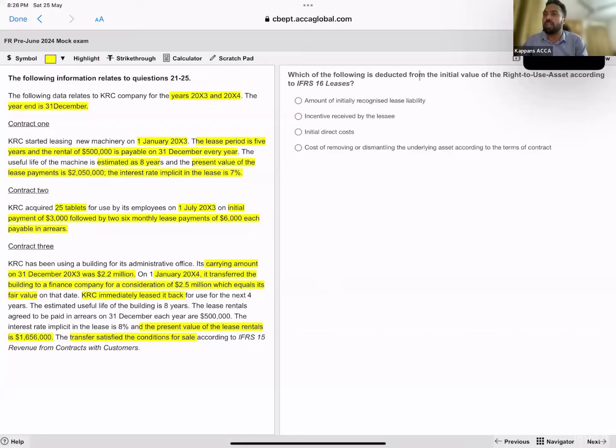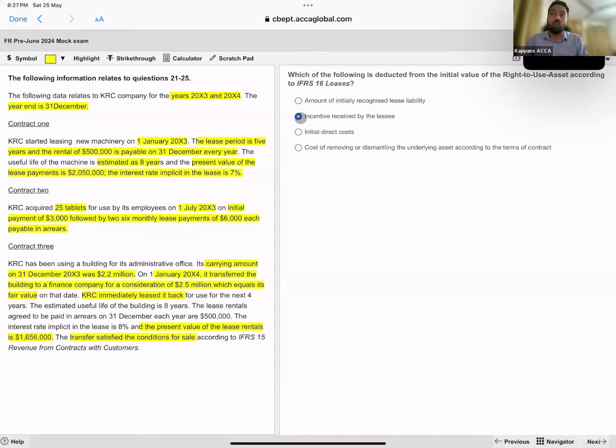Which of the following is deducted from the initial value of right of use asset according to IFRS 16? Amount of initial recognized lease liability, incentive received by the lessee, initial direct cost, cost of removing or dismantling the underlying asset. That is pretty much straightforward.